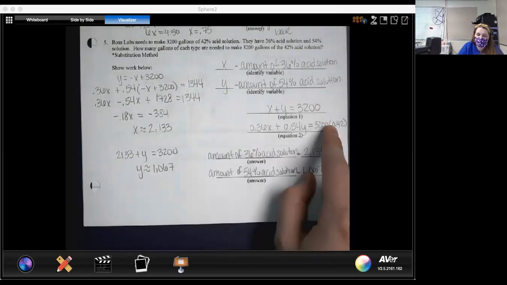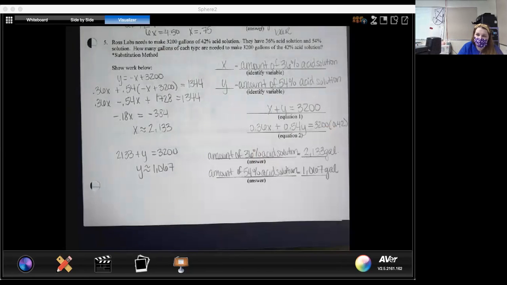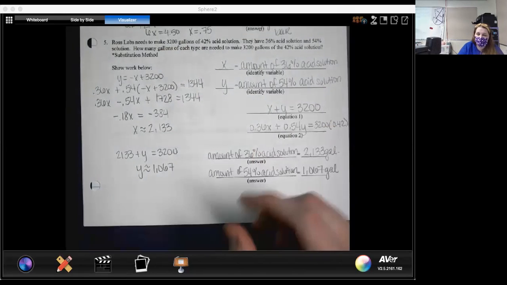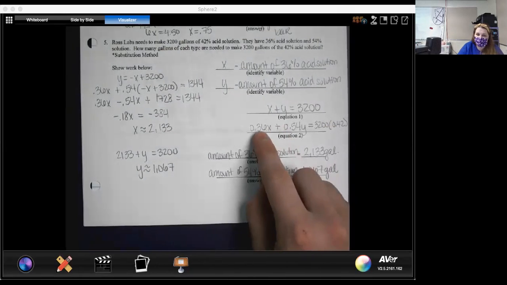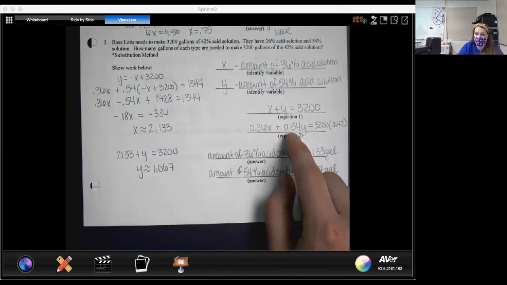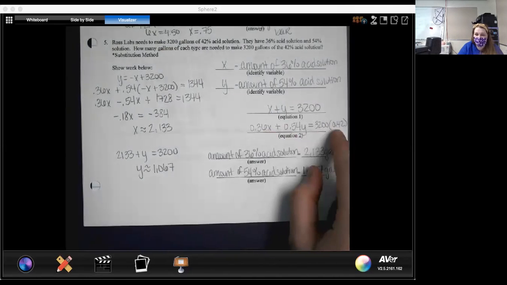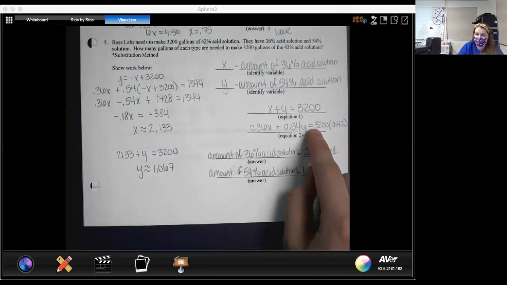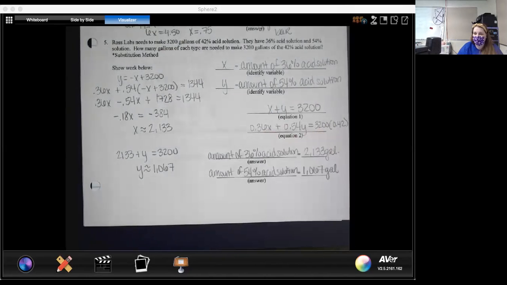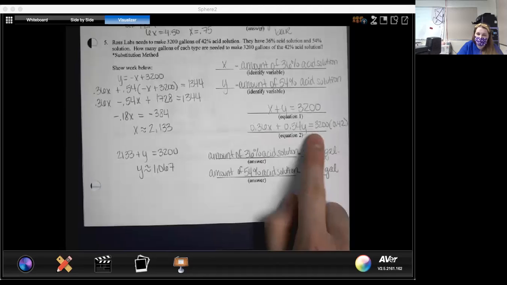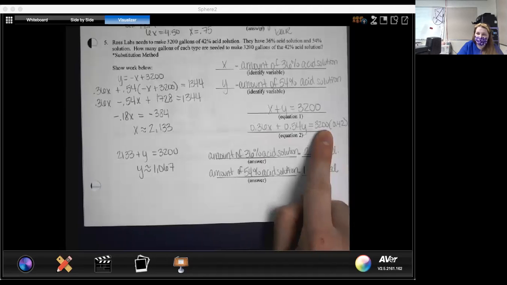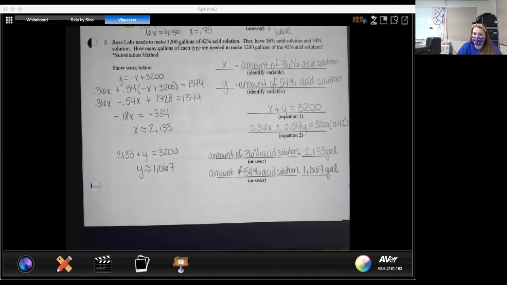The second equation is based on the actual percentage of acidic solution. So you have 0.36x for 36% solution, you have 0.54y for 54% solution, and then you have 0.42 of 3,200. So in that second one, you have to have a percentage on each, but you'll take a percentage of the total that you want. Okay, good. I'm glad that helped.